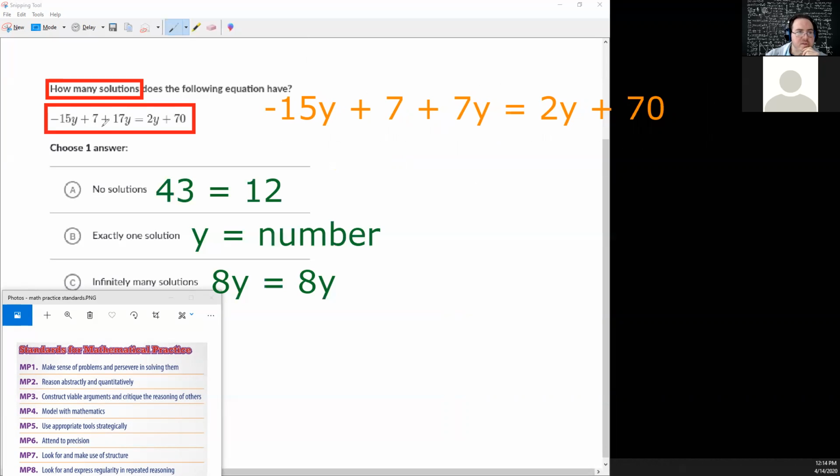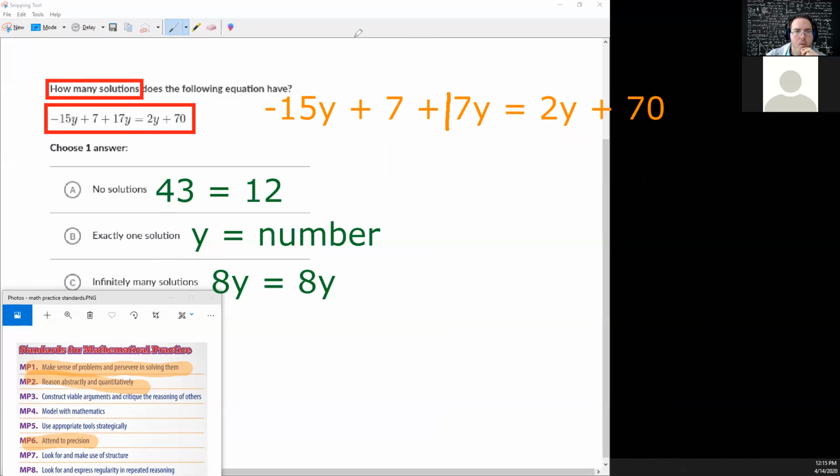Negative 15y plus 7 plus 17. Oh, careful, Mark. Careful. That's a 17y. Okay, let me say it again. Negative 15y plus 7 plus 17y equals 2y plus 70. Oh, that was close. I got to attend to precision. Be very careful. Okay. I've already reasoned abstractly because I know exactly what each one of these answers means. That means I've made sense of the problem. I need to start doing all these other things though. Okay, so let's start working.